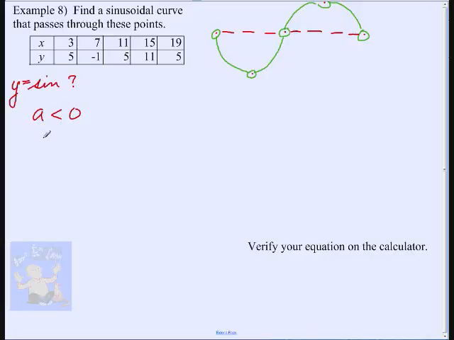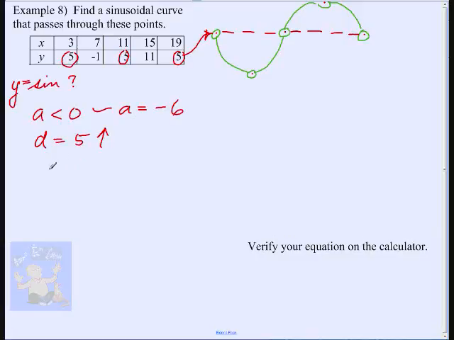Well, let's determine what d is. It's right here, isn't it? At y equals 5. That's these points right here. So d is 5, so we have a vertical translation up of 5. And our a is going to be negative something. What is the amplitude? Well, from 5 to -1 is 6. From 5 to 11 is 6. Our amplitude is 6.